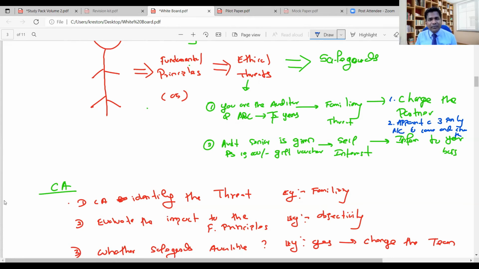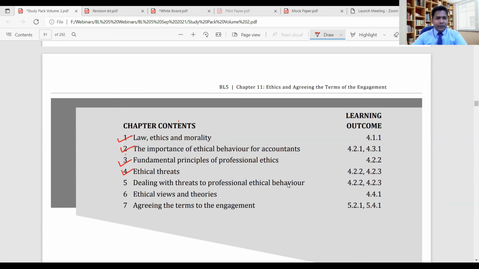What else do we talk about? Even though there is a threat, we have managed the threat. So this point can be written in so many places, right? That is point number 5 that we discussed. With that, we have finished the ethical threats and dealing with threats to professional ethics and behavior, number 5.